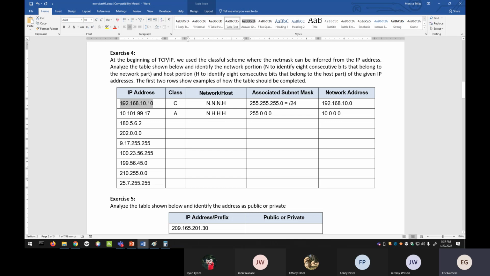192.168.10.10. This is an IP address that I can put in a computer. It's a valid IP address, no? How do we get this network address? What should we do to get this network address? Yeah, the host part, we have to put it in 0.